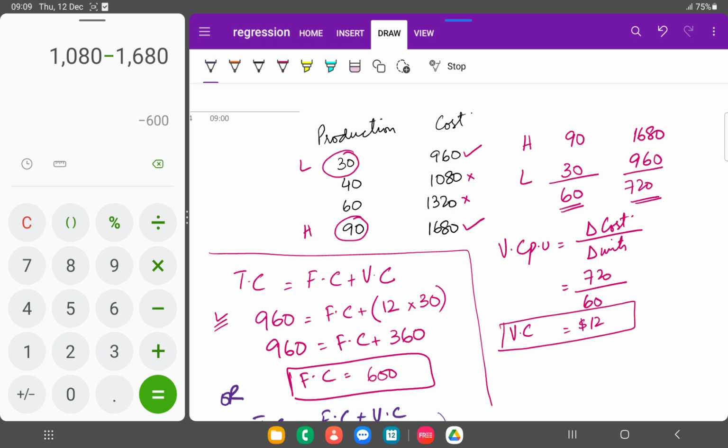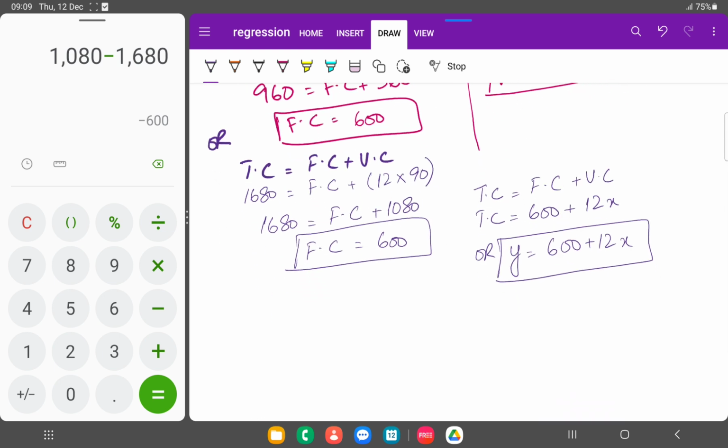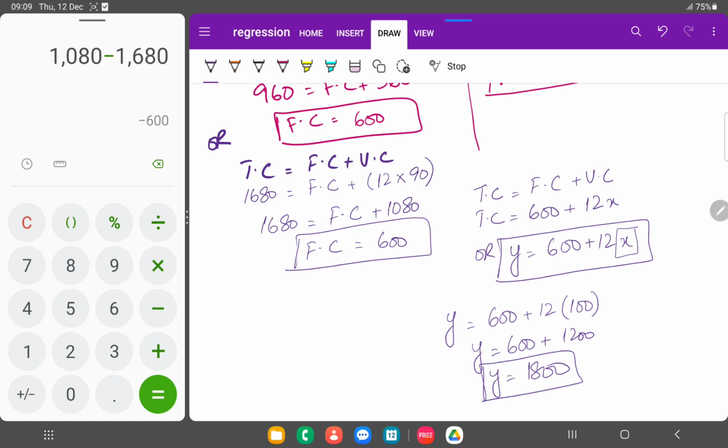That is something we will do in the next video. But what is the benefit of the High-Low method? The only benefit is that you can forecast the total cost. You just need to put the production quantity in place of x and you will get the total cost. Let's suppose you want to calculate the total cost of 100 units. You put 100 units in place of x. 600 is the fixed cost and 1200 will be the variable cost, so y will be around 1800. This is a very simple example of the High-Low method.